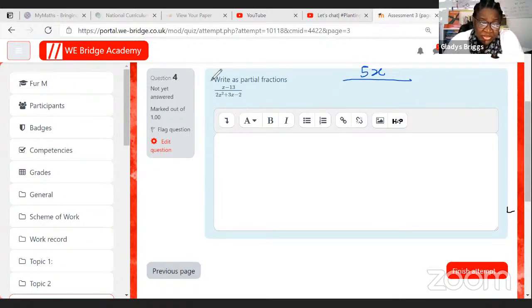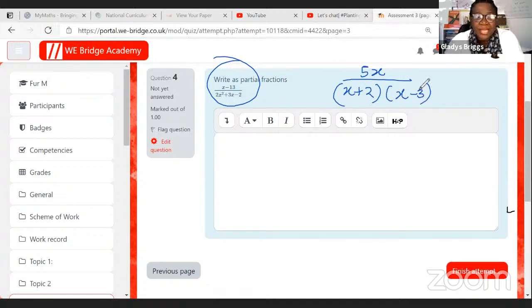That problem is not for the exams, to be honest. It's going to waste your time, so let's leave it. Let's do this one: 5x over (x plus 2)(x minus 3). We want to write this one as a partial fraction.